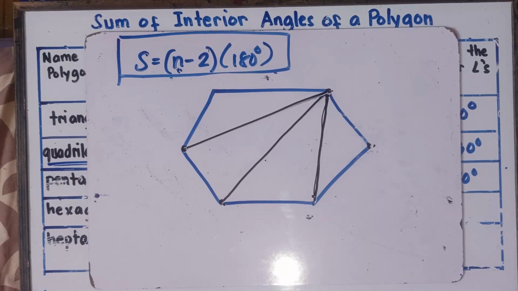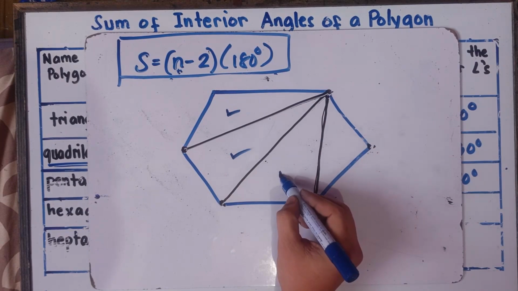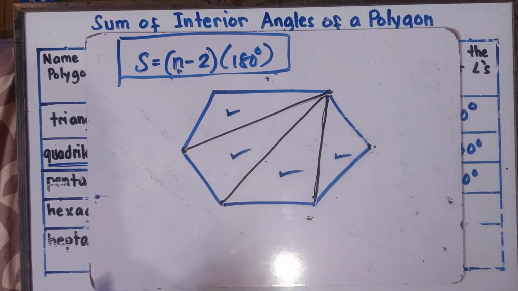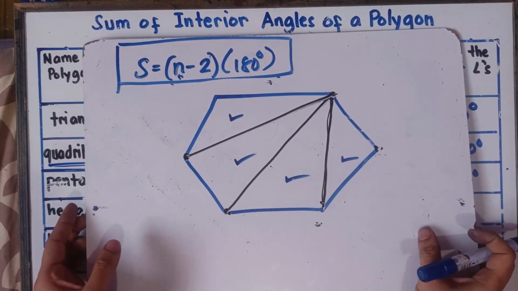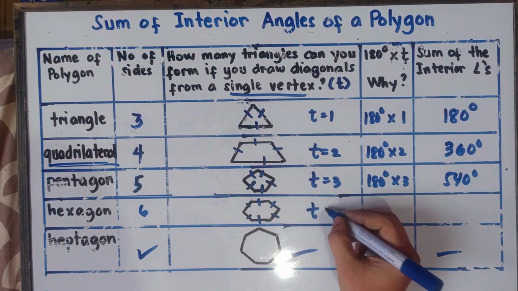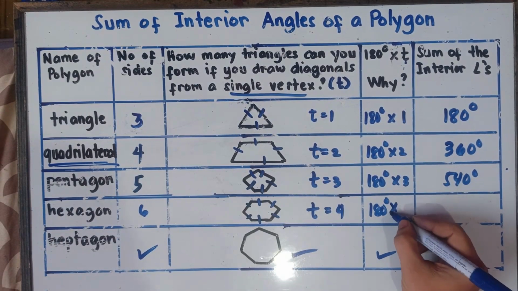Alright, so how many triangles? We have 1, this one right here. 1, 2, 3, and then 4. We have 4 triangles. 1, 2, 3, 4. So we have 4 triangles, and this will be 180 degrees times 4.